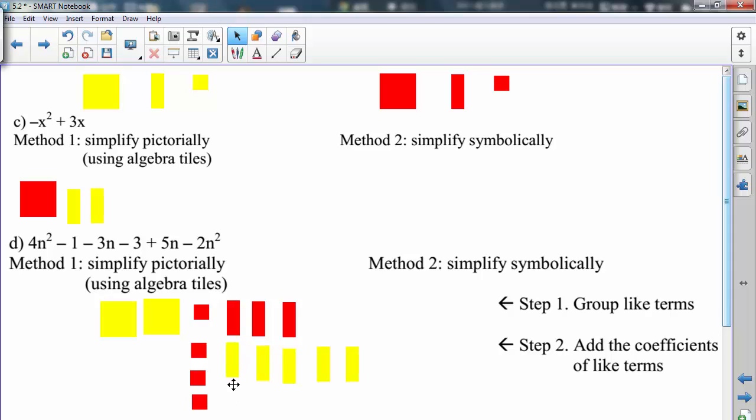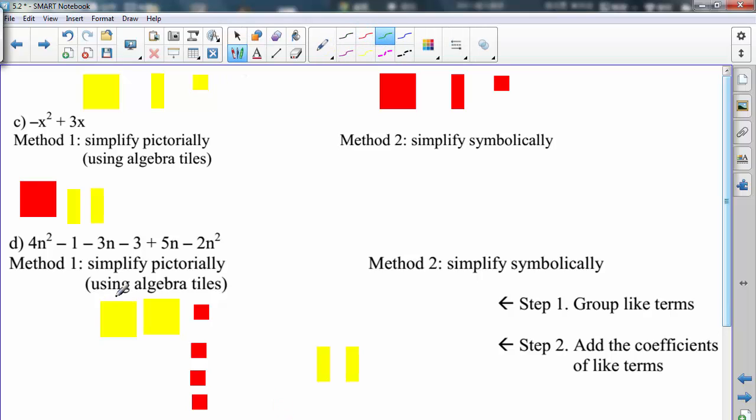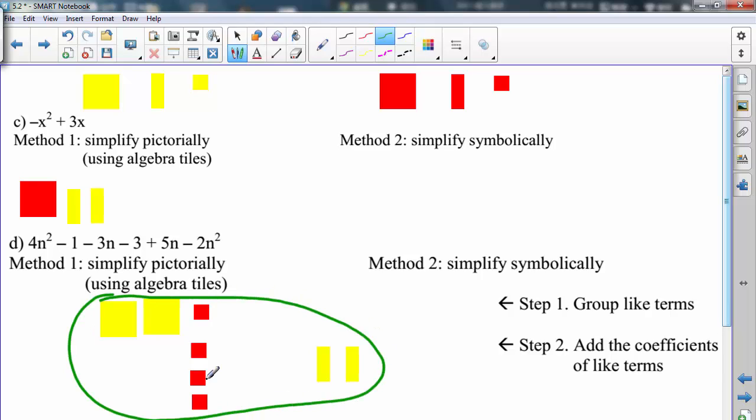Then look at the rods. One yellow, one red. Cancel them out. One yellow, one red. Cancel these two out. One yellow, one red. Remove this zero pair. So right now, let's look at how many algebra tiles are there left.